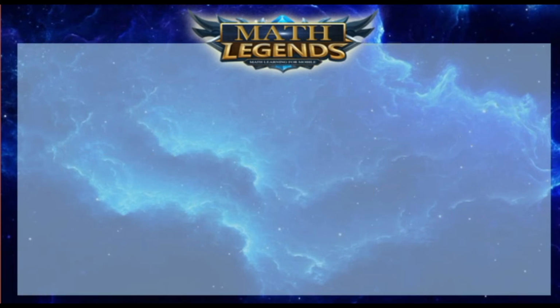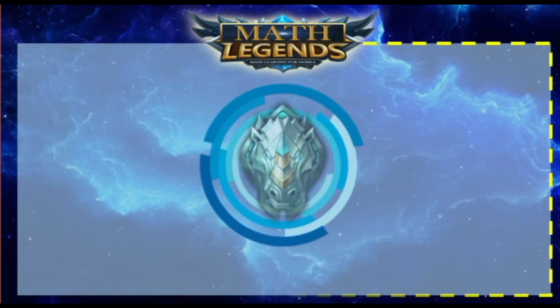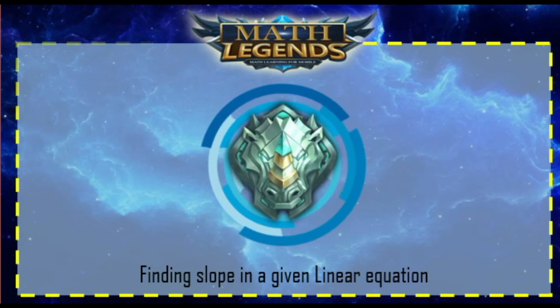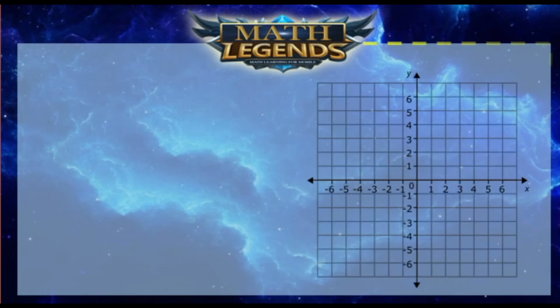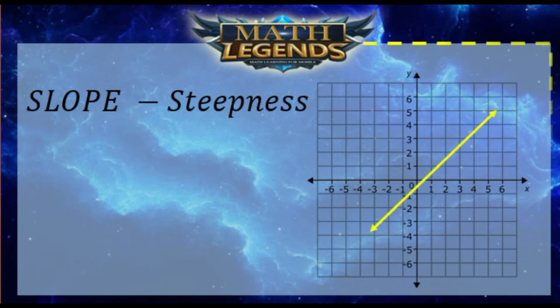Let us have the next lesson, which is all about finding slope in a given linear equation. In a given Cartesian plane, slope is considered the steepness of the line or how the line is being inclined.